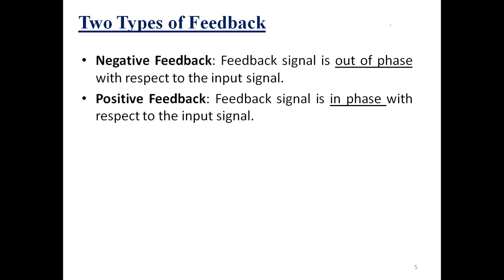So there are two types of feedback. The first one is negative feedback and the second one is positive feedback. The characteristic feature of negative feedback is that the feedback signal is out of phase with respect to the input signal, just the point which I had mentioned. Which means the feedback signal VF and input signal VS, both of them are out of phase.